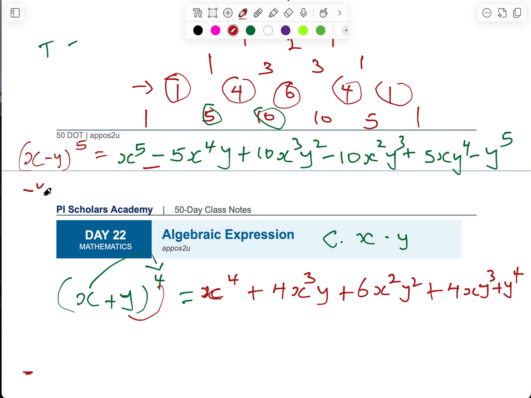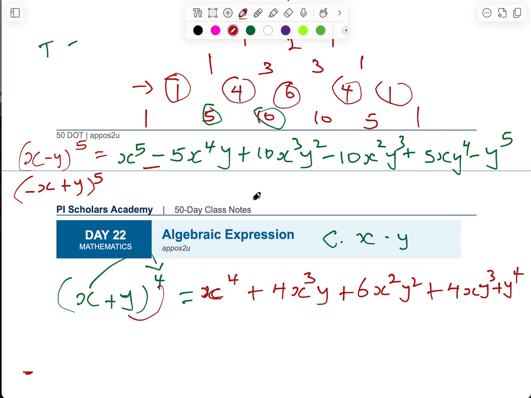However, if it was negative y plus x, or let's say you have negative x plus y raised to power 5, so this one now, you have to be considering the power, if the power is an even power or an odd power. So it actually stresses you out. You don't have to worry about it if it was not so. So that's exactly what binomial expansion is all about.